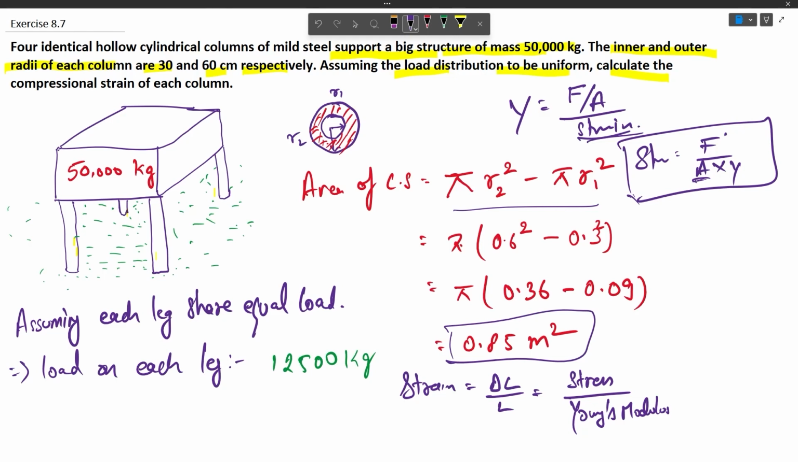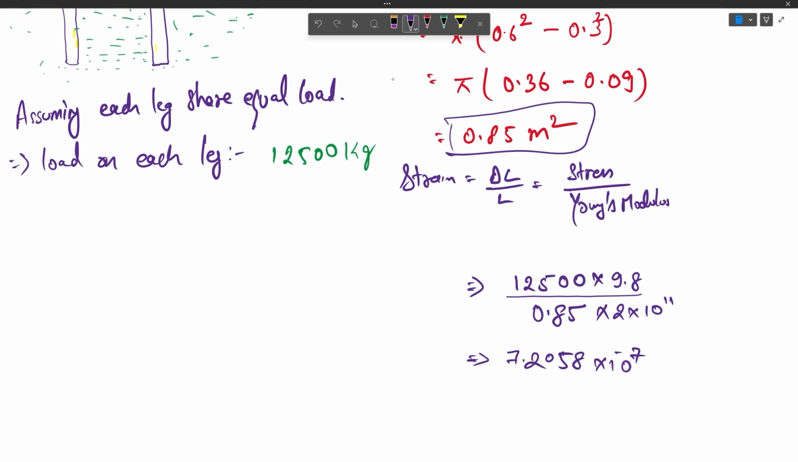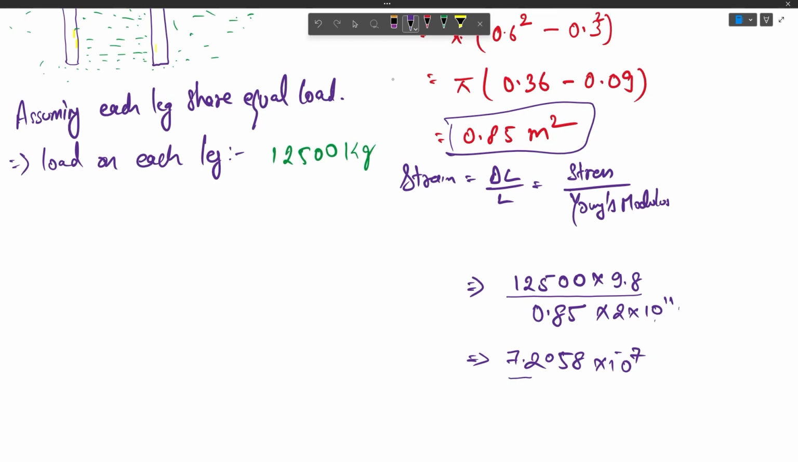So we have been given the load, that is 125 kilogram multiplied with 9.8 meter per second square. So that will be the load, and we will be using Young's modulus for mild steel, and that has a value of 2 into 10 to the power 11. So we get to know that strain is 7.2058 into 10 to the power minus 7, since it is a dimensionless quantity, as it is found out by delta L by L. Now they both are in meters, so it becomes a dimensionless quantity. So this is the answer.